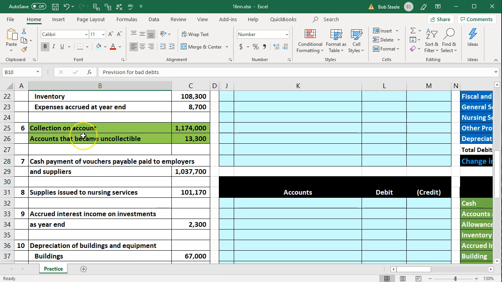We're now on number 6. Number 6 says we had a collection on account of $1,174,000, and then accounts that became uncollectible are $13,300. So $13,300 became uncollectible, and we're going to be collecting the $1,174,000. So the collections on account for the entire time period is what we're thinking here.